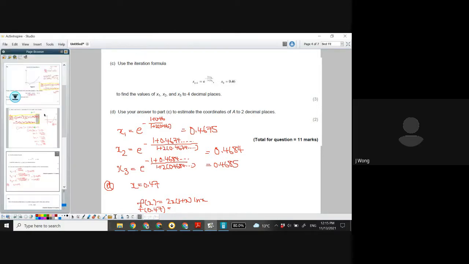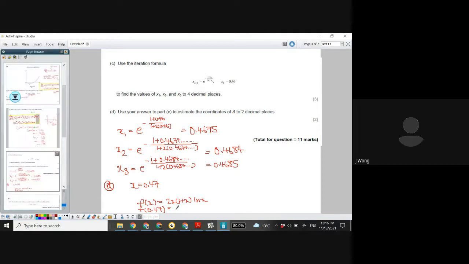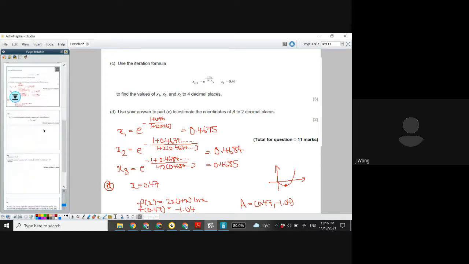We'll just put the 0.47 into your function. So let me check. 2x bracket 1 plus x ln x. Yeah, I copied it correctly. So do that as well in your exam. Just do a final check. So bracket 1 plus 0.47 and then ln 0.47. And there we go. You got minus 1.04. And it makes sense too, because if you remember the graph, it should be below the x-axis. So you should anticipate a y coordinate which is negative. So A is 0.47, minus 1.04. Okay, so here's question 1.